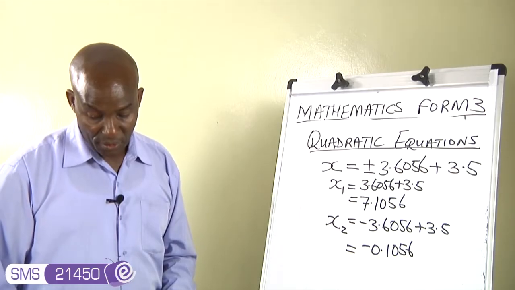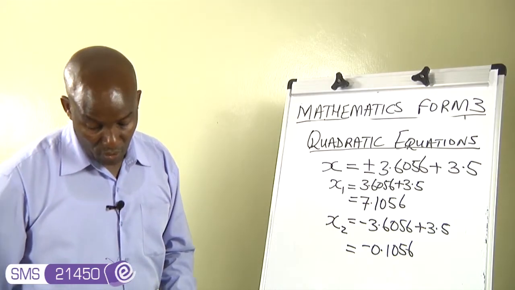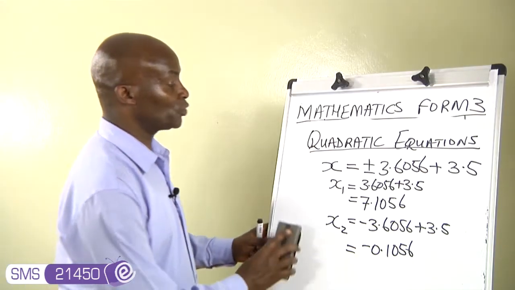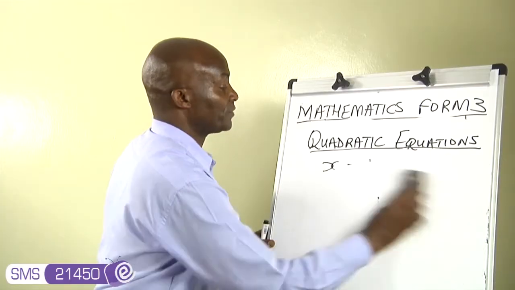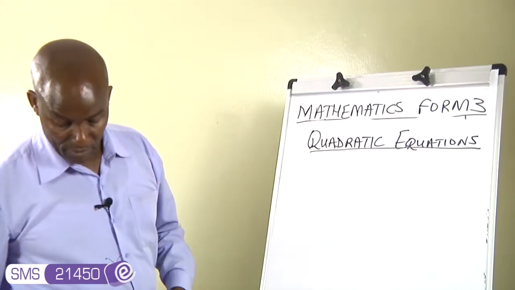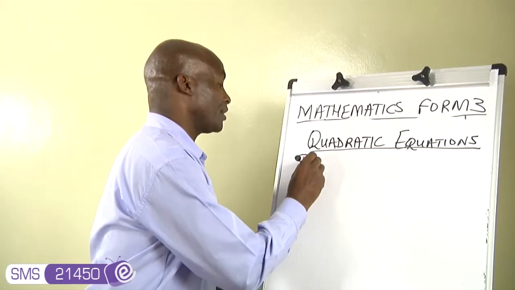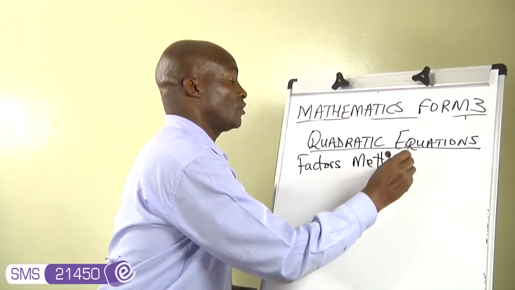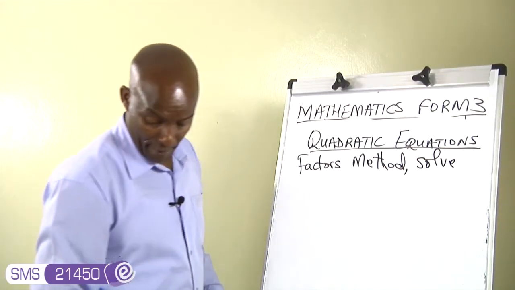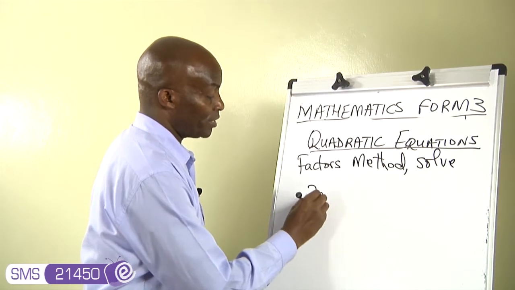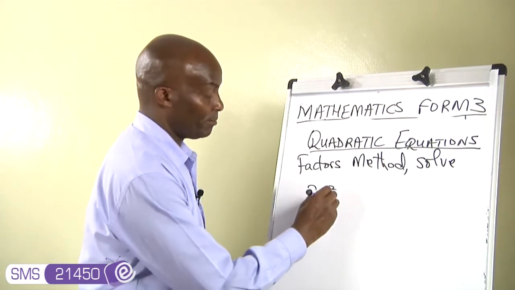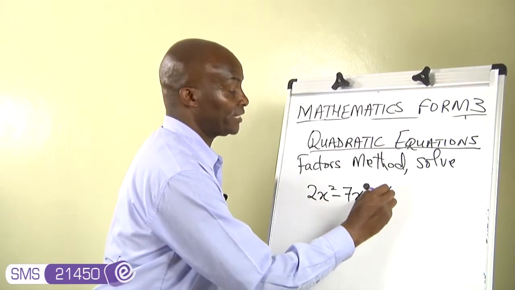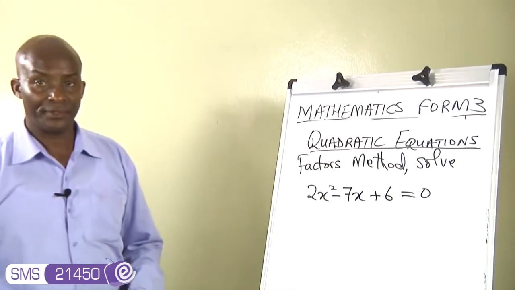The next question is going to use the factors method. Using the factors method to solve a quadratic equation. So by factors method, solve 2x squared minus 7x plus 6 is equal to 0.